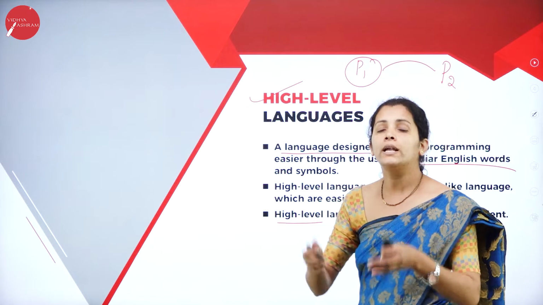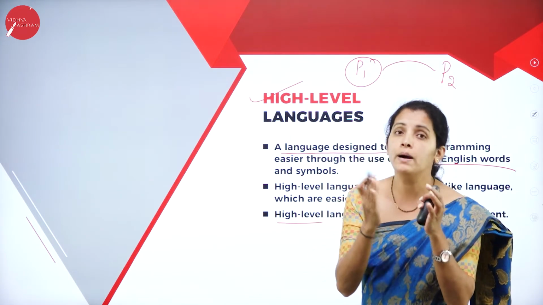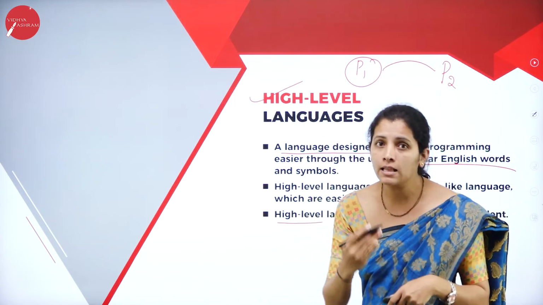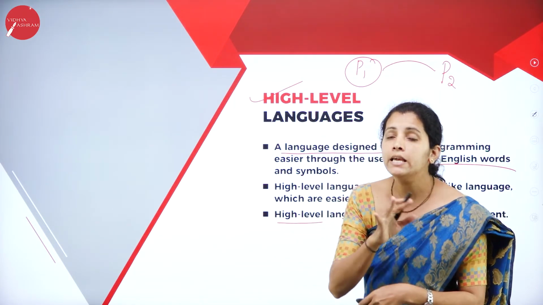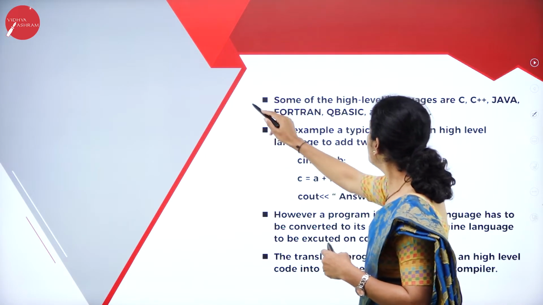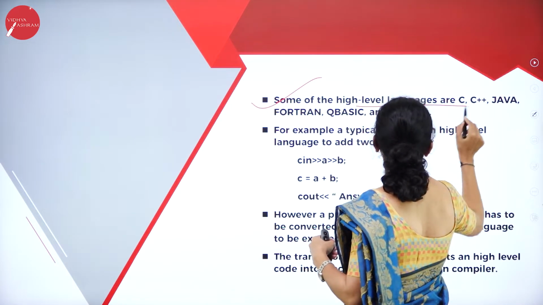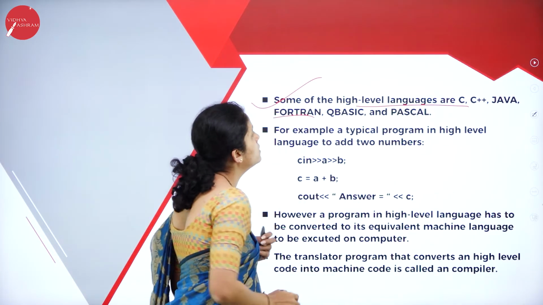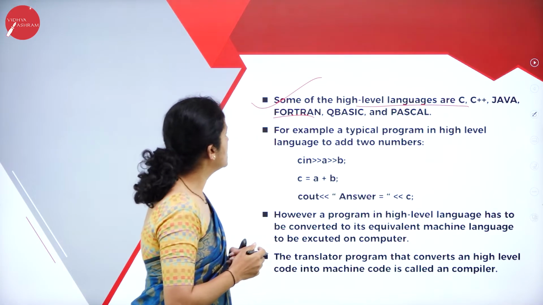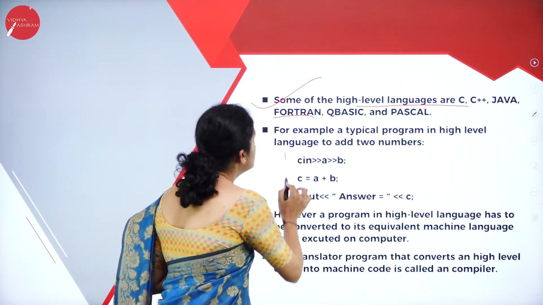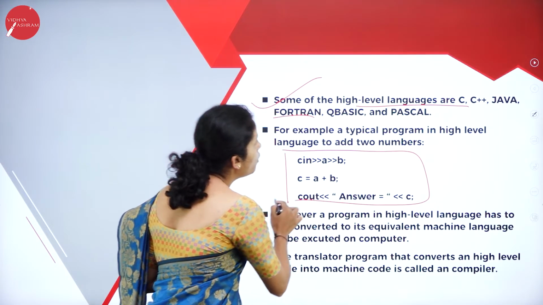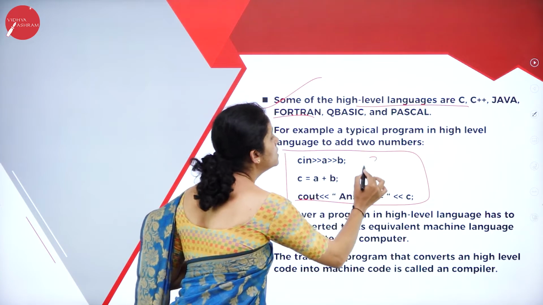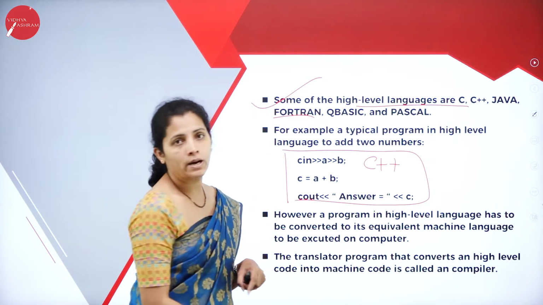That means whatever program I write using a high level language, I can run the same program on some other machine without making any modification. Some of the high level programming languages are C, C++, Java, Fortran, QBasic and Pascal. This is a simple example of a high level programming language, and this is simple code for a C++ program.